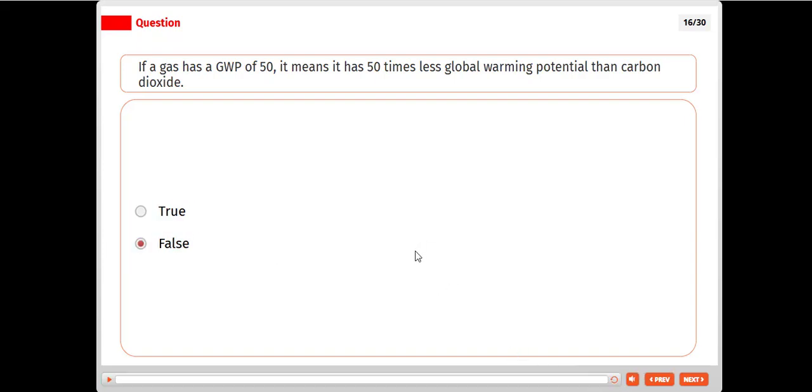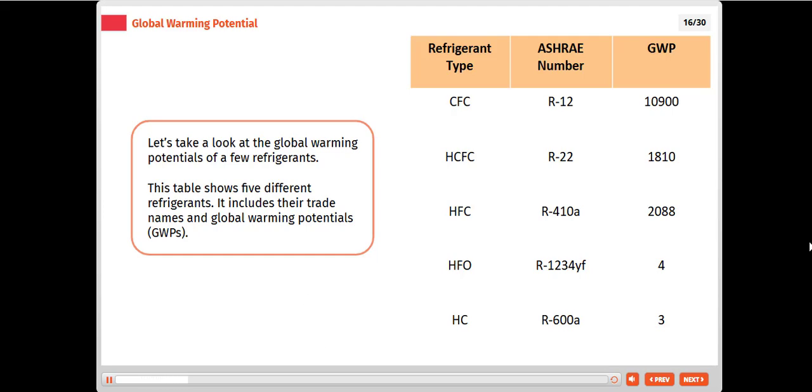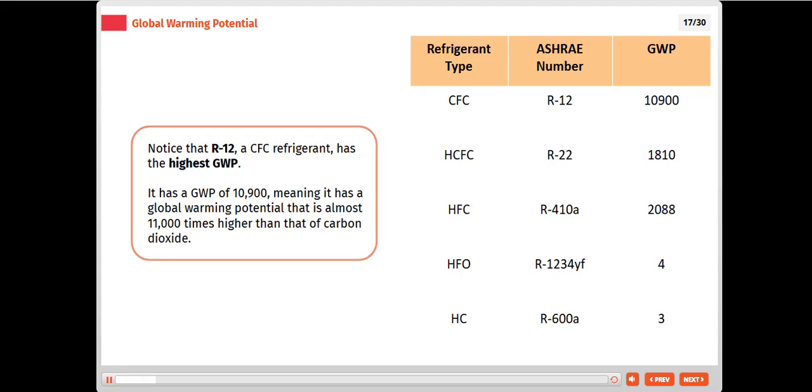Let's take a look at the global warming potentials of a few refrigerants. This table shows 5 different refrigerants. It includes their trade names and global warming potentials, GWPs. Notice that R12, a CFC refrigerant, has the highest GWP. It has a GWP of 10,900, meaning it has a global warming potential that is almost 11,000 times higher than that of carbon dioxide.